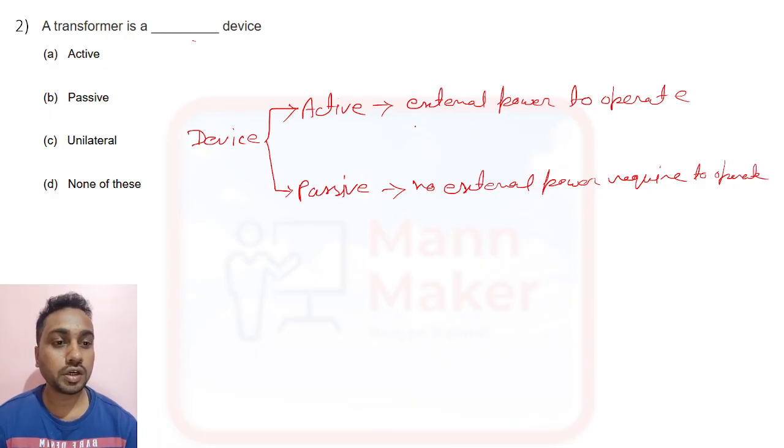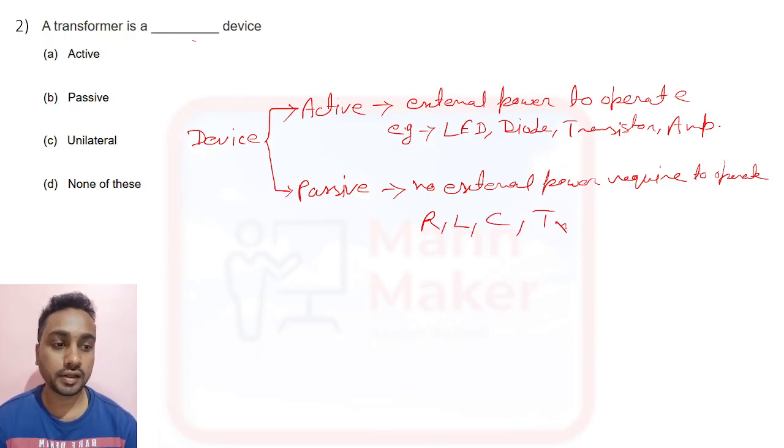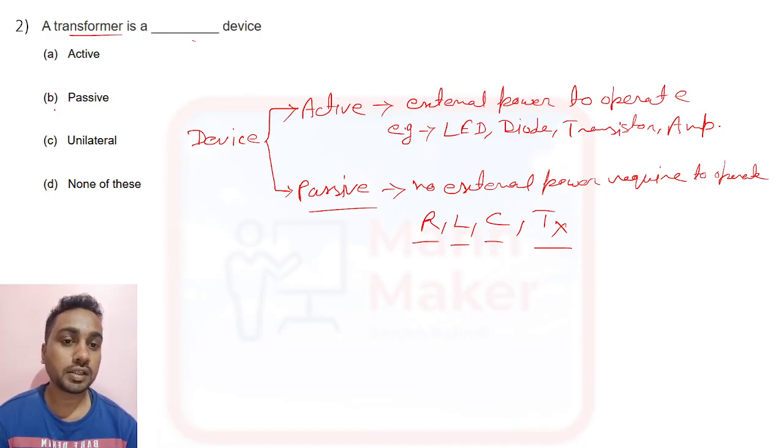Okay, so what are active devices? Active devices are like LEDs, then diode, then transistor, amplifier. These are examples of active devices. Passive devices are resistor, inductance, capacitor, and transformer. Okay, resistor, inductance, capacitor, and transformer are passive elements or passive devices. So here the transformer is a passive device. Option B will be the right answer. Okay.